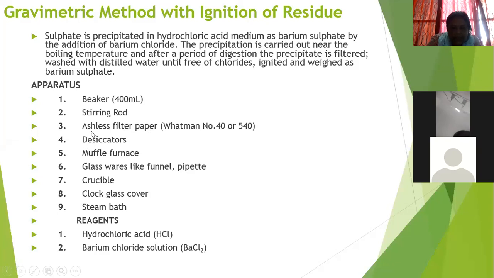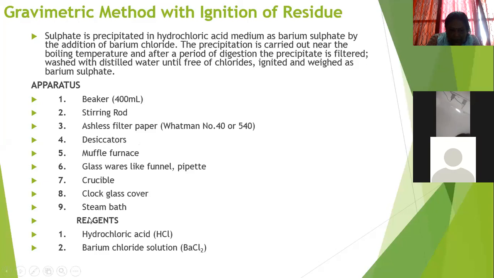Then the desiccator. It is an apparatus where we keep anything to cool it, and all the moisture gets absorbed, so it gets completely dried up and cool. So the desiccator is a very important apparatus. Then a muffle furnace is for drying up, or you can also use any kind of oven for drying up the precipitate. And one crucible is required.